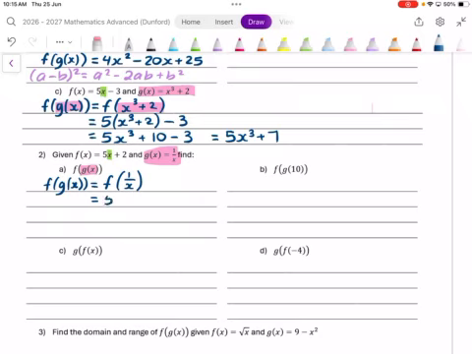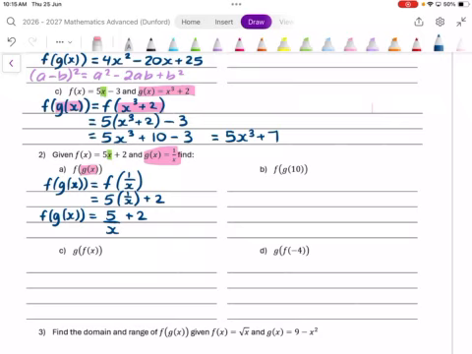This means that we will have 5 lots of 1 over x, plus 2. Now, when we expand 5 lots of 1 over x, we get that f of g of x is equal to 5 over x plus our 2, because 5 times 1 over x is just 5 over x.